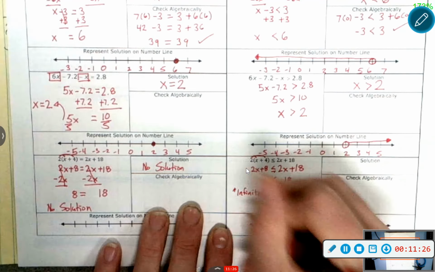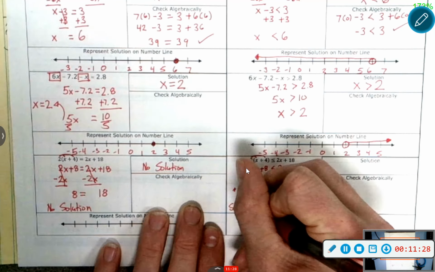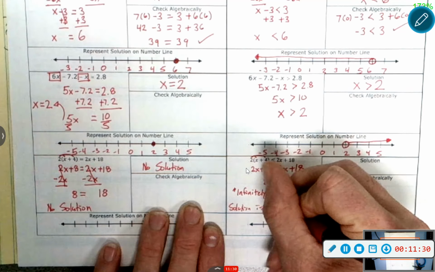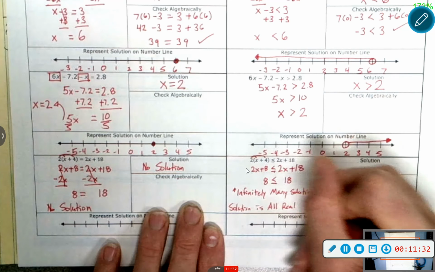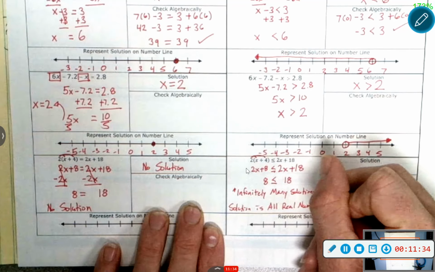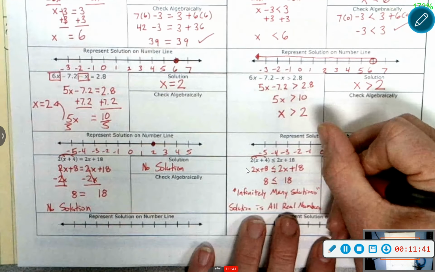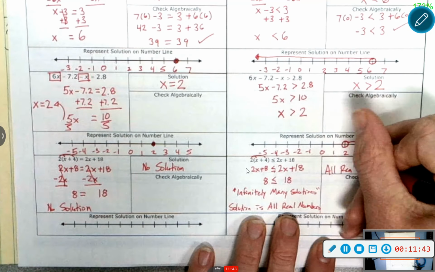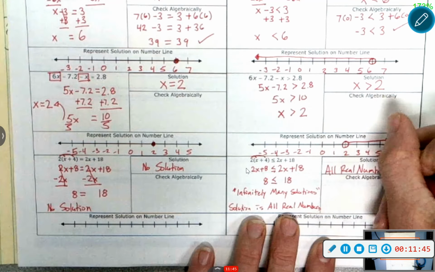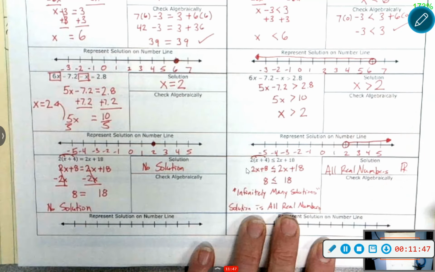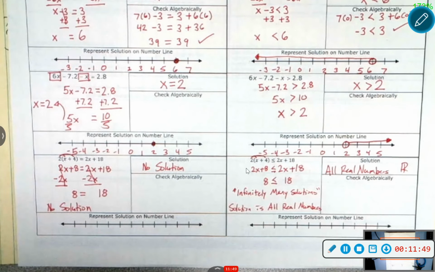Or you could say the solution is all real numbers, meaning that any x value you plug in to this inequality will result in a true statement. So I'm going to write all real numbers for the solution, or you can do the all real numbers symbol.